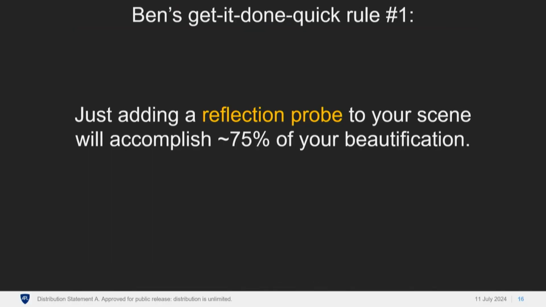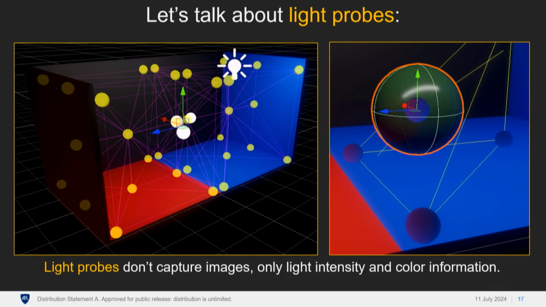Let's move on. Ben's get it done quick rule number one: that reflection probe is probably all you need. You can just stop here. I made it up, 75%. It's somewhere around, I'd say, three quarters of the way to being awesome is where you get with just adding a reflection probe. They're not only for shiny objects, but they also help get the color and the general shadowing in your room right. And they're very powerful. Let's move on to these light probes now.